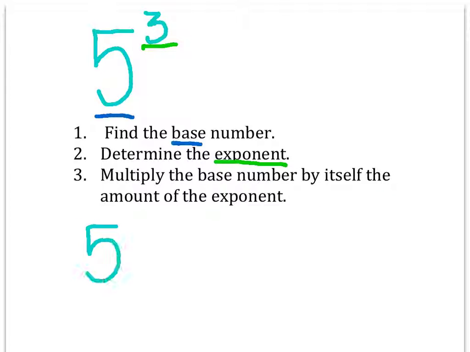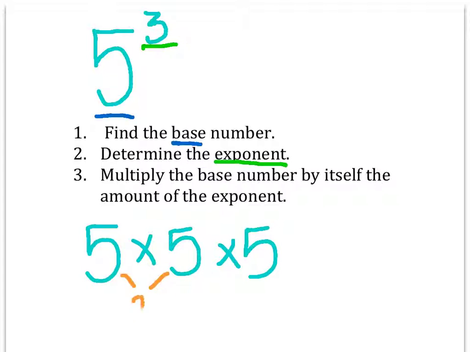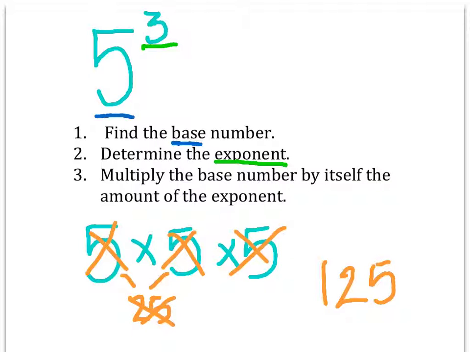So that means 5 times 5 times 5. You first do 5 times 5 and you get 25. You then take 25 and multiply it by 5, and that's going to equal 125. So your final answer for 5 to the third power is 125.